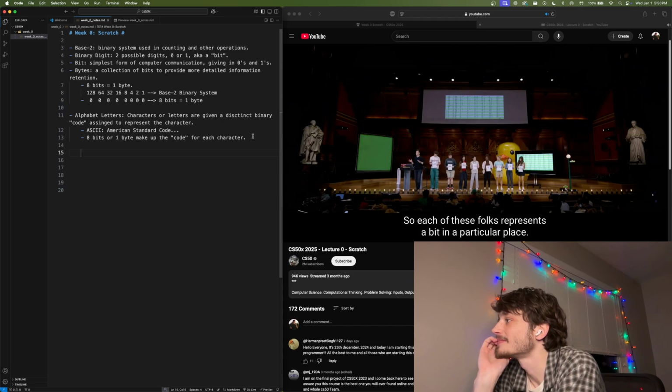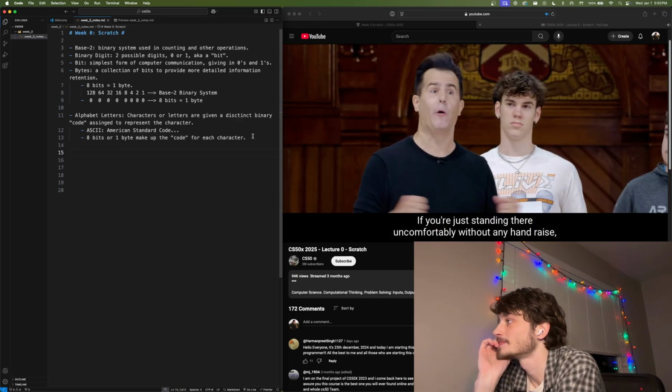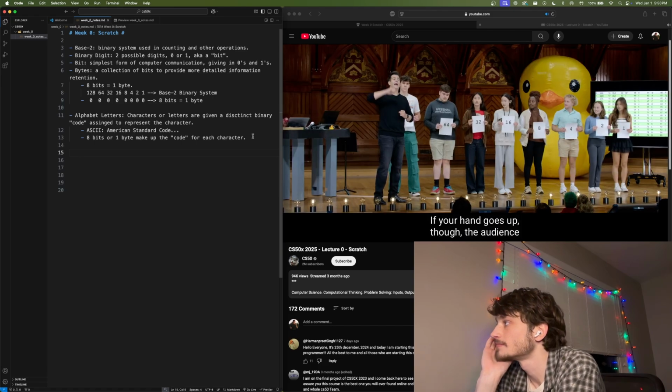So each of these folks represents a bit in a particular place. And let's say this: if you're just standing there sort of uncomfortably without any hand raised, we'll assume that you're representing a 0, quite simply. If your hand goes up, though, the audience should assume that you're representing a 1.